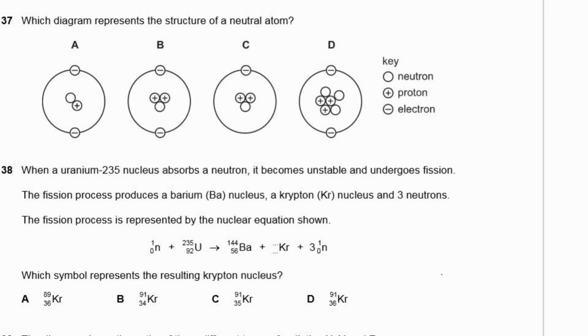Question 37. Which diagram represents the structure of a neutral atom? So we're looking at the same number of positive charges in the middle as there are negative charges outside. So it's not A, B looks good, not C, and not D. So the answer is B. 2 positive charges in the centre, 2 negative charges outside.